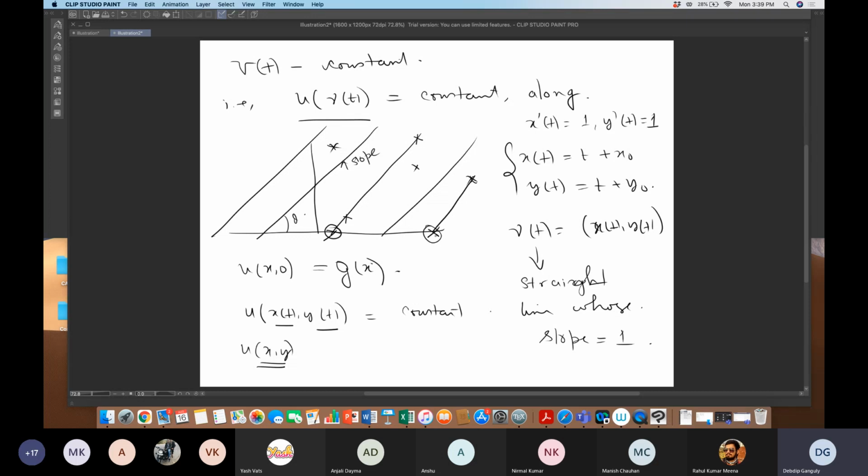You understand how this is very nice. So u of x, y is nothing but, you know how to do this. That is, u of x, y is u of x minus y comma 0. So it is g of x minus y. u of x, y equal to g of x minus y. This is the solution.